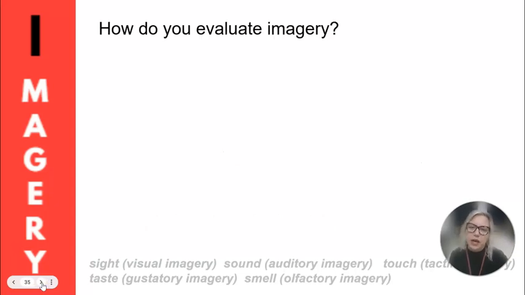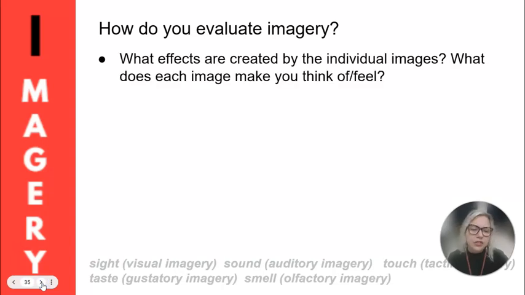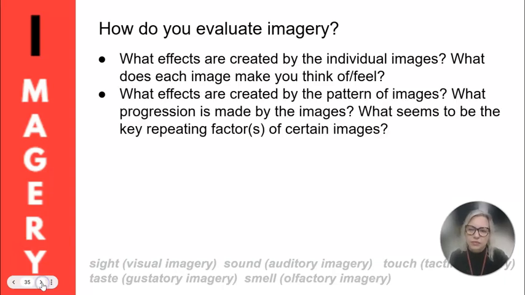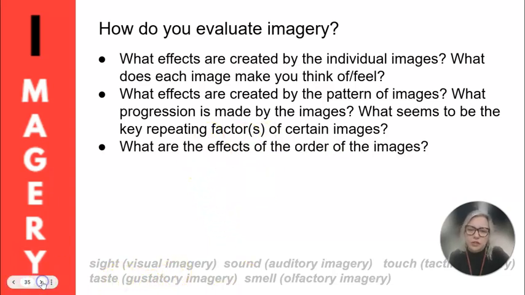Evaluation is the next step. How do you evaluate imagery? You're going to ask yourself these questions. What effects are created by the individual images? What does each image make you think, feel? What effects are created by the pattern of images? How do they work together? Sometimes they progress, they move from one kind of feeling or state to another. Sometimes they regress, they go the opposite. Sometimes they're very similar. Sometimes they're very different. But what seems to be the key repeating factor of certain images?